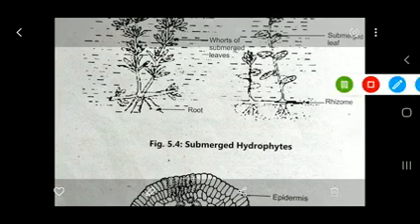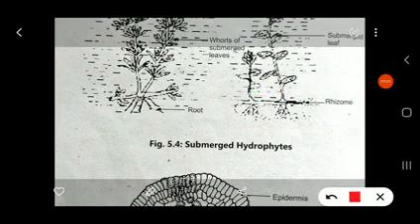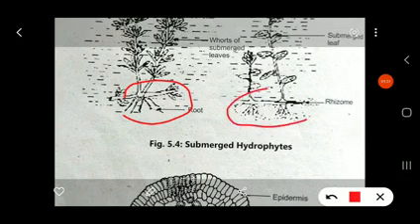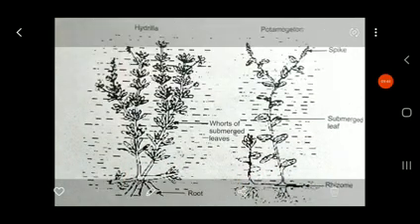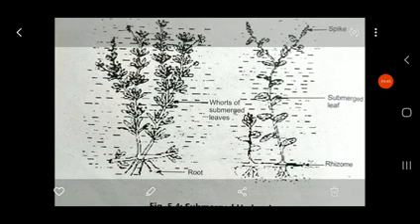We can see here this will be the root. In both, the roots are very poorly developed. This is the two centimeter root. Same here, the roots are rhizome-like roots, very short, not well developed. We can see here the submerged leaves, totally submerged leaves. Here we can see the stems. The stem also shows some modification: it is slender and long.